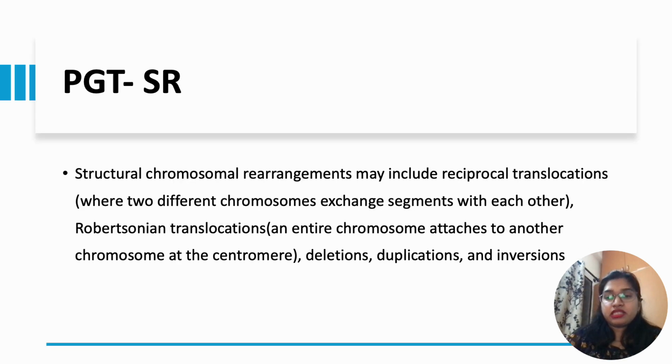Next is PGT-SR. PGT-SR is for structural chromosomal rearrangements. What are structural chromosomal rearrangements? They include reciprocal translocation, where two different chromosomes exchange segments with each other, or Robertsonian translocation, where an entire chromosome attaches to another chromosome at the centromere. Others are deletions, duplications, inversions.